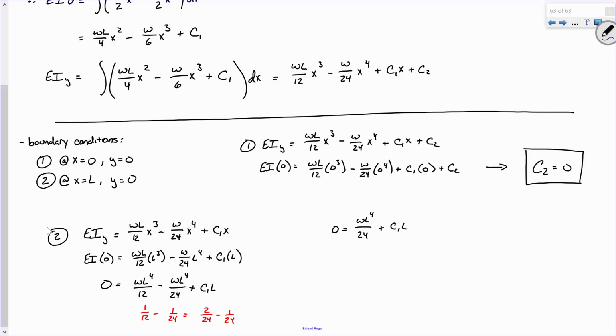Okay? So what I can do is solve. So I can say C1L is, you know, subtract on the other side, minus WL to the fourth over 24. So I get C1 is minus what? There you go, WL to the third over 24. That looks like a Y. It's gonna bug me.